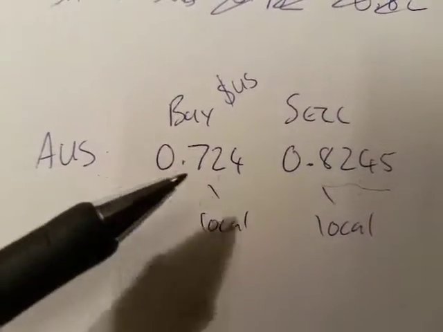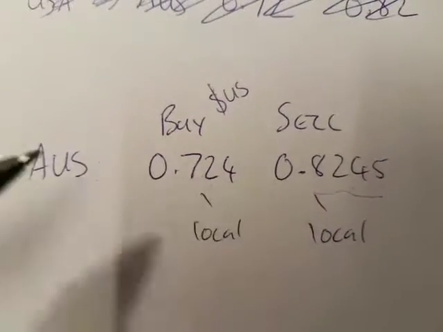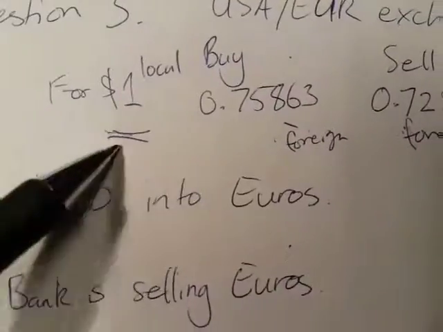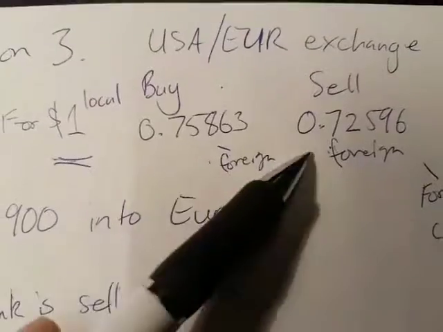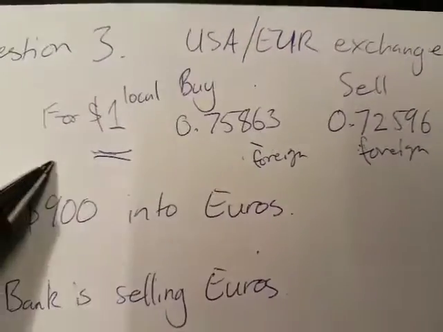Here we're talking about how much local currency you'll give and get for 1 foreign. And in this example, and what you should learn, is how much foreign currency we're going to give and get for 1 local.